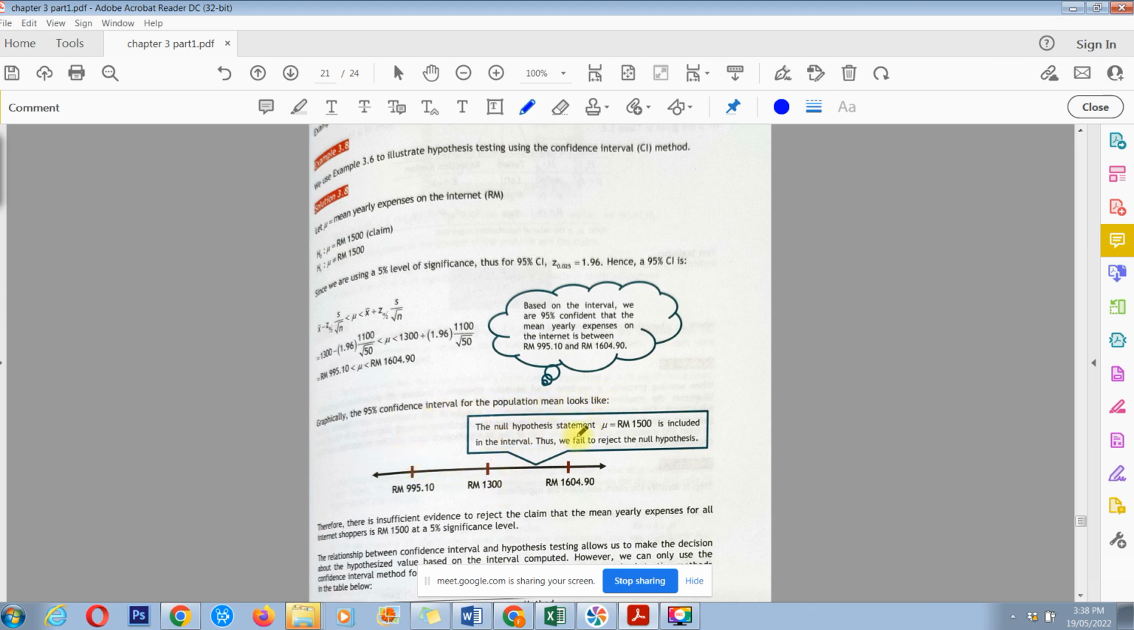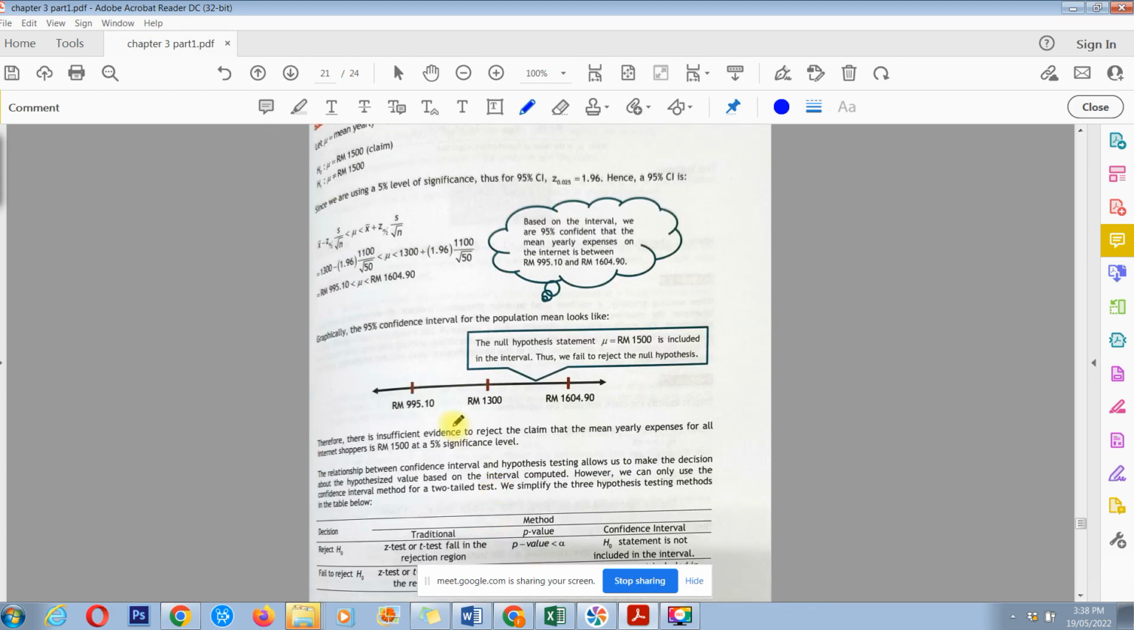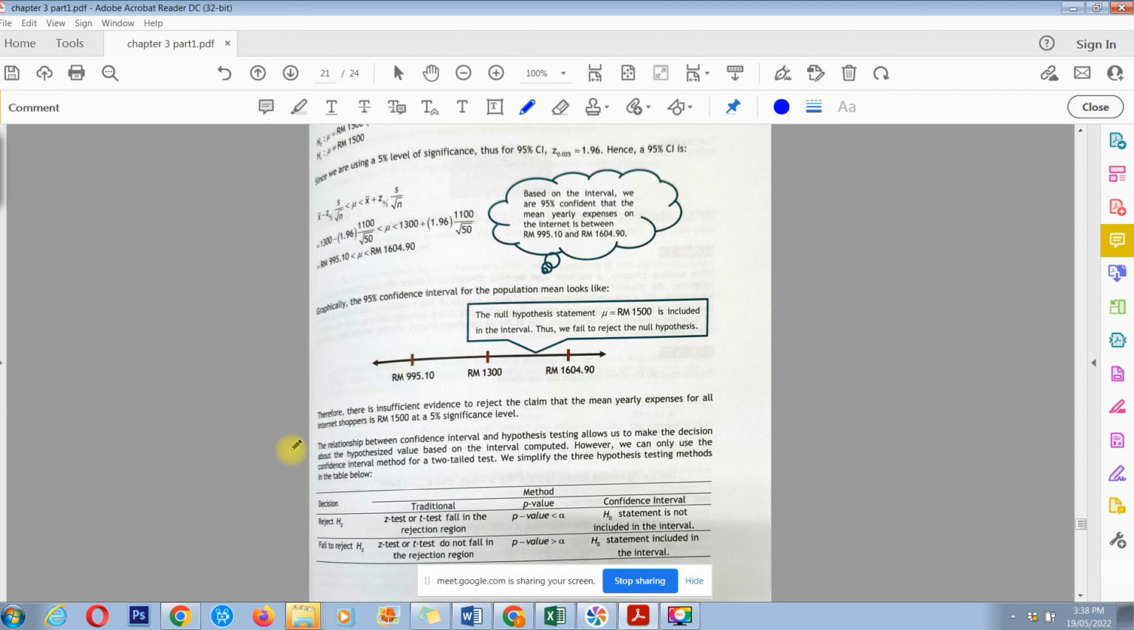The null hypothesis statement, mu equals to this here, dekat sini. So it is included in the interval. Dia masih lagi dalam interval yang kita claim tu lah. Thus we fail to reject. So that's all lah. So and then buat dia punya conclusion. So this is another explanation lah.